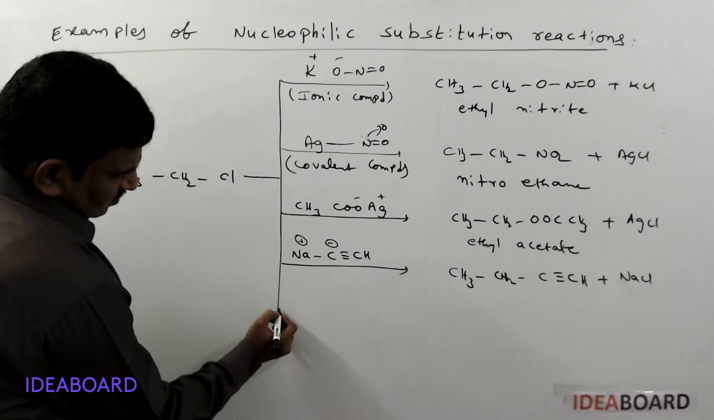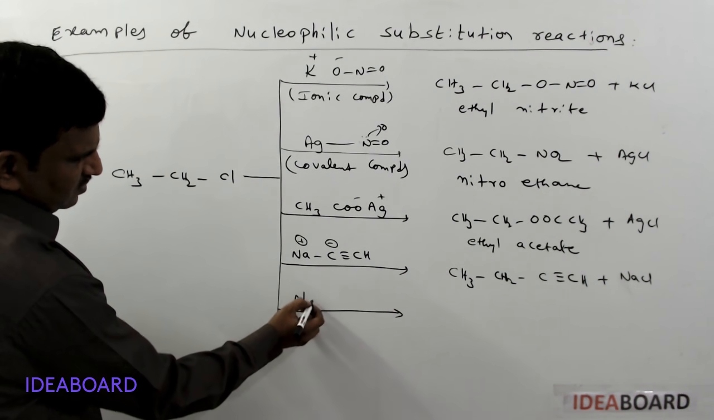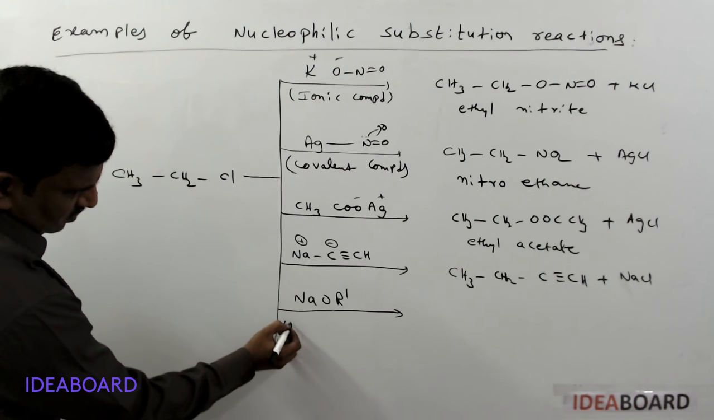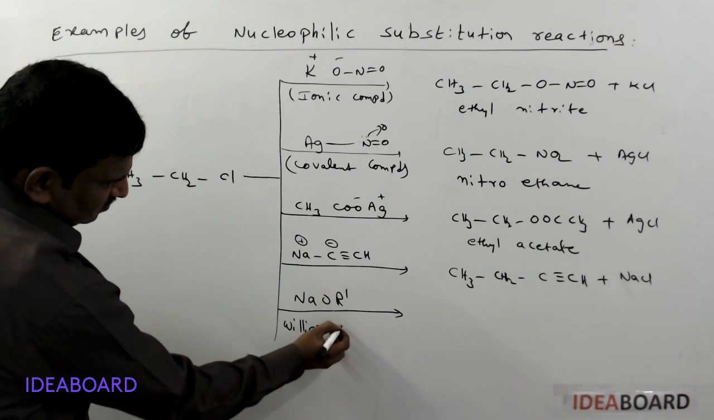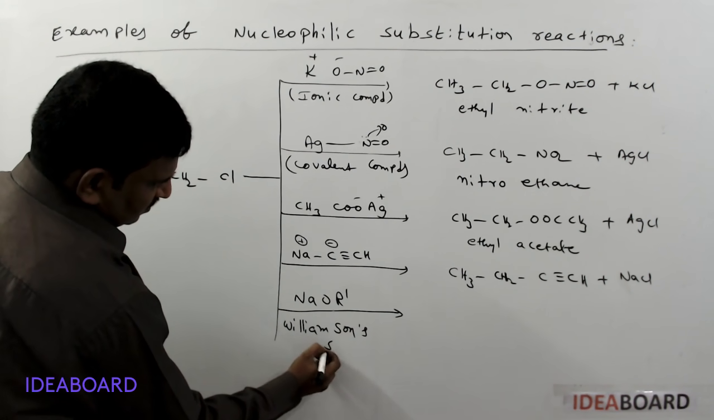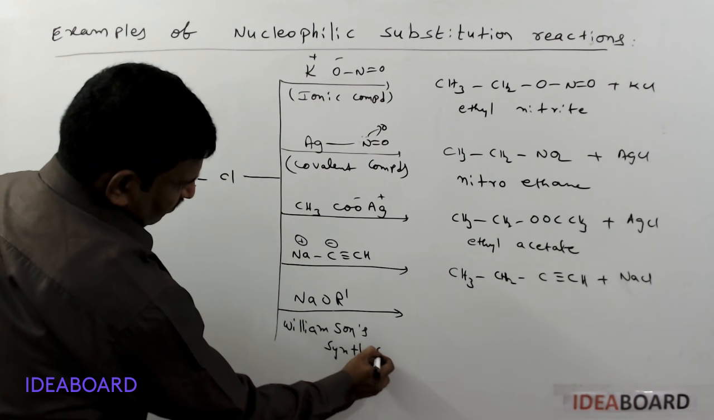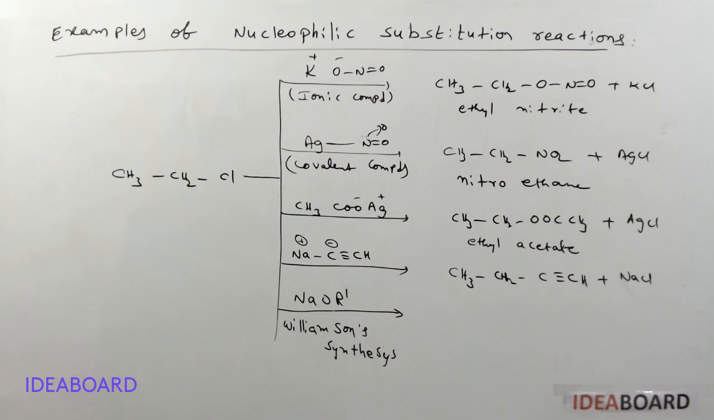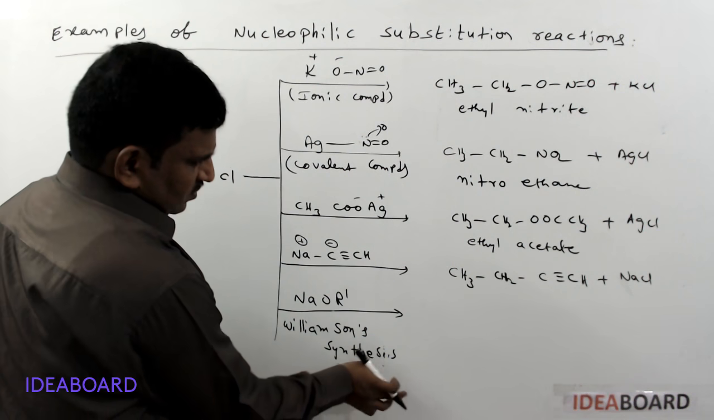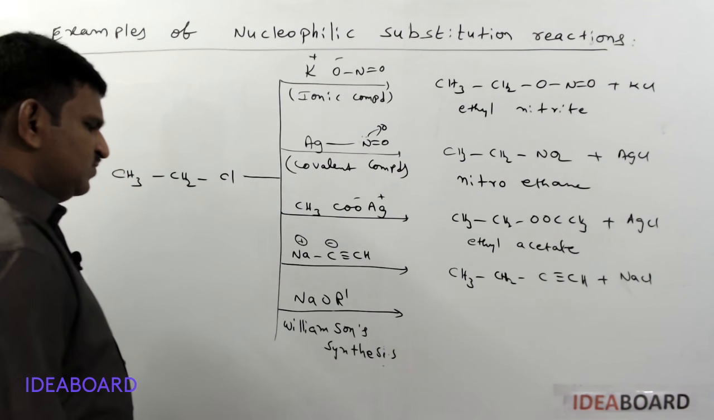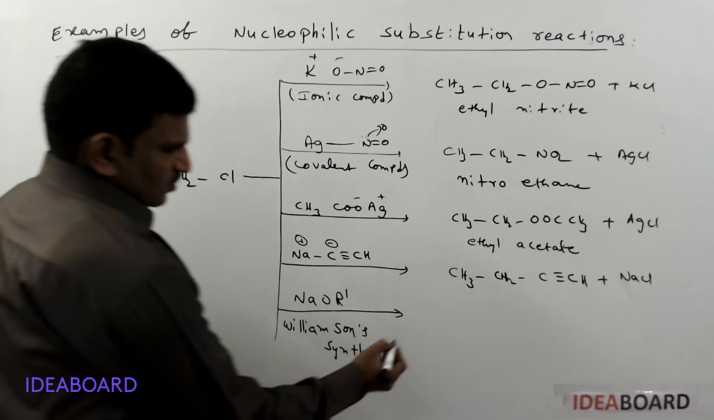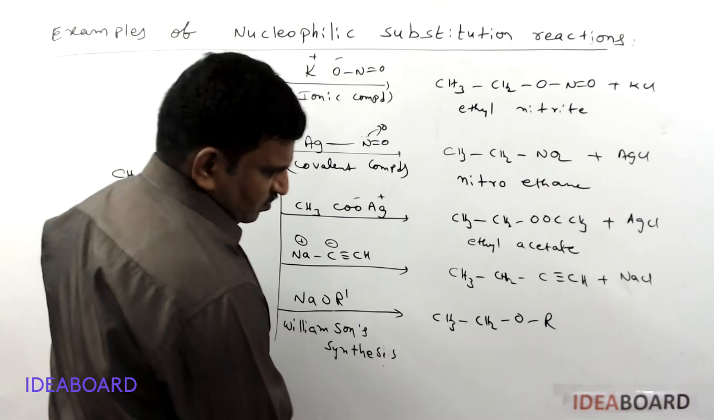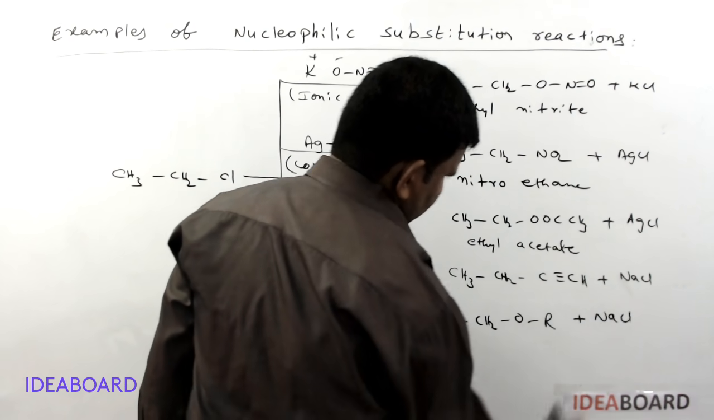Okay, and next the other reaction, that is NaOR. This reaction is also called Williamson synthesis. Williamson's synthesis is used for the preparation of ethers. Here in the Williamson synthesis, the ether is formed when sodium and chlorine are removed. So CH3CH2OR is formed plus NaCl.